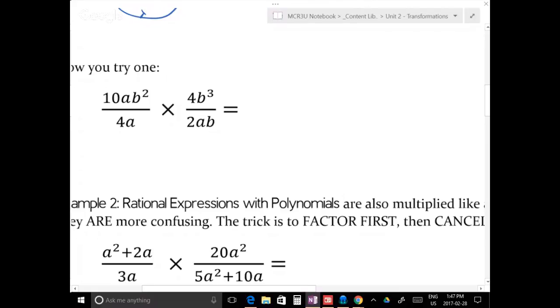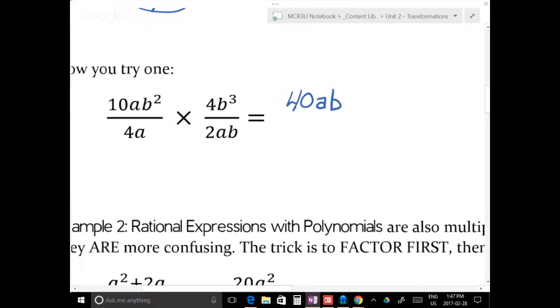Can I ask you what your next line was? Yes. Yep. 40. Yep. A, B to the power 5, very good, over A squared B. Very good. Great. How we got that.